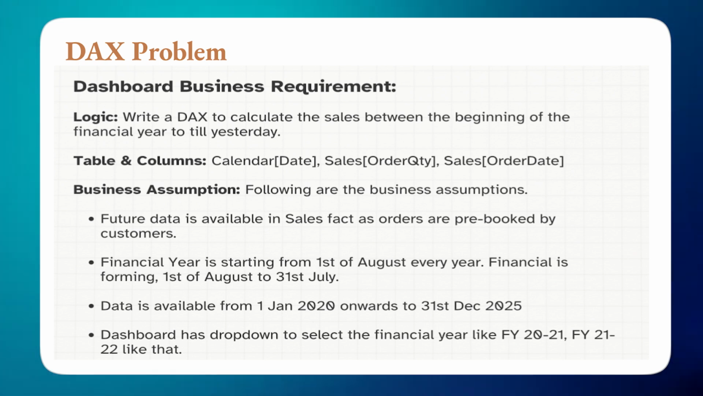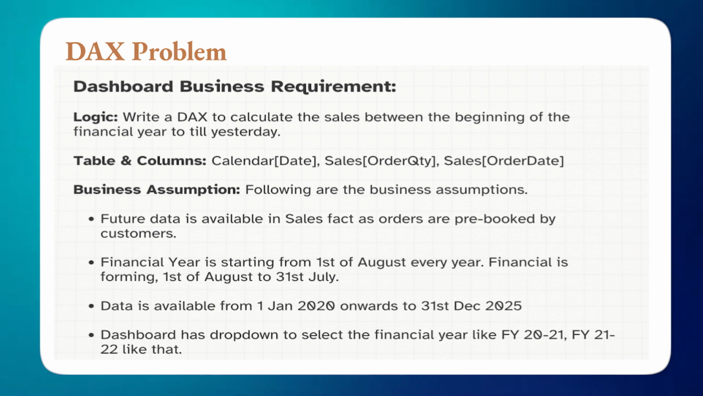In the Power BI file, we have the calendar table and the sales table. In the calendar table, we have date. In the sales table, we have the order quantity on which we need to do the quantity sum, and we need to filter based on the order date. The sales table has futuristic data, because we have pre-booked orders in the system. As I mentioned, the financial year begins from 1st of August, and the data is available in the calendar table. When we designed the calendar table, it starts from 1st January 2022 and goes till 31st December 2025, that is, till next year.